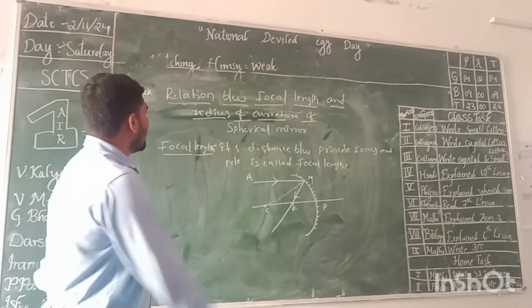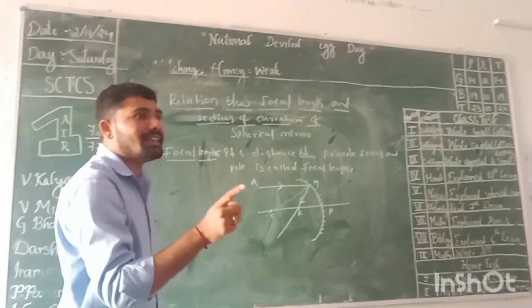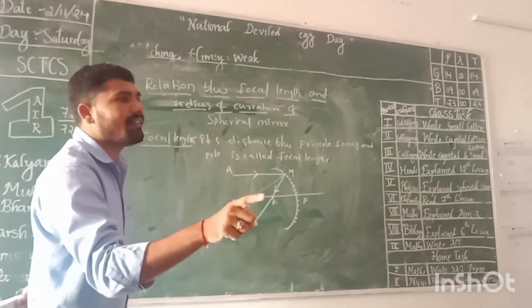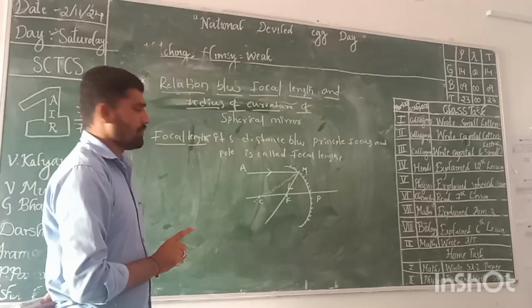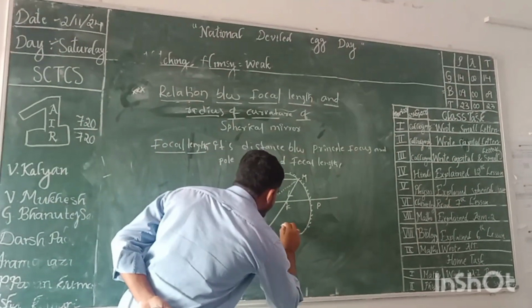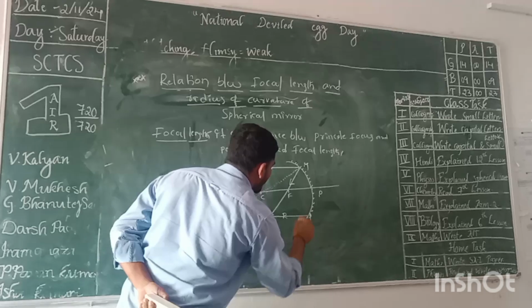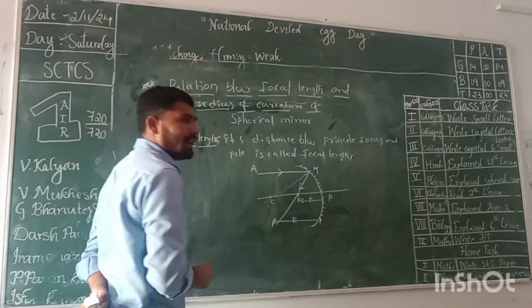The radius of curvature means the distance between the center of curvature and the pole. That is called the radius of curvature. This is the radius of curvature, and this is the focal length.